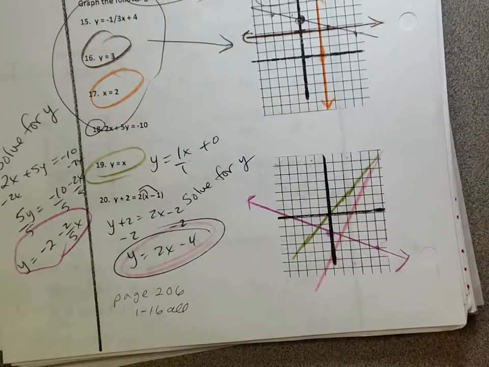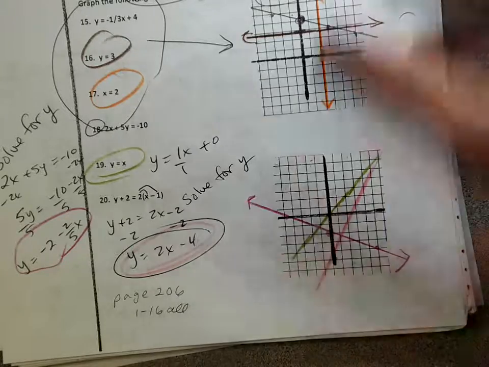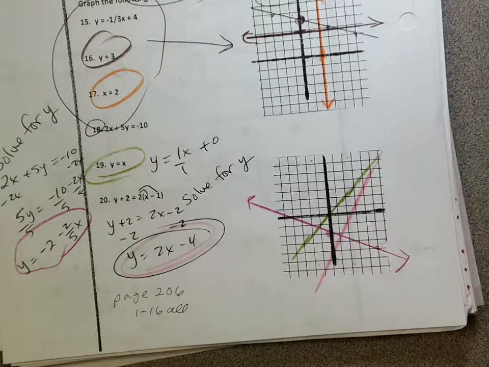Okay. So 1 to 16 all seems like a lot, but it's the review, right? And I'd like you to do all of them. If you need graph paper, I think I have graph paper around here somewhere. So don't lose this.